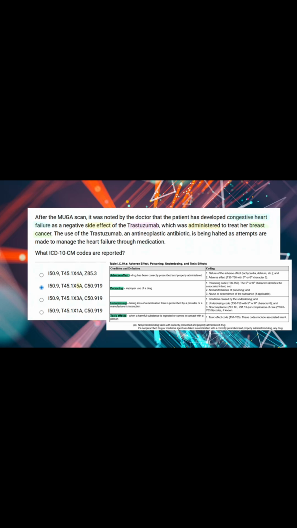So in this test question, your keywords are congested heart failure, the side effect of that medication which was administered, and the treatment, which was her breast cancer. So down below, I put in a little passage that came from your ICD-10-CM manual. This is your adverse effect, poisoning, and side effect chart.